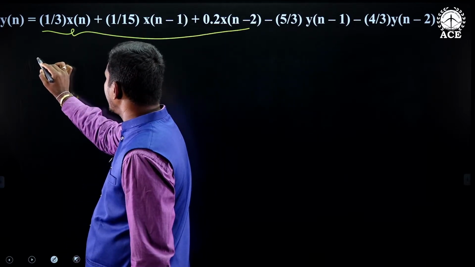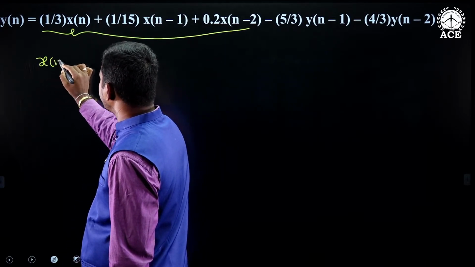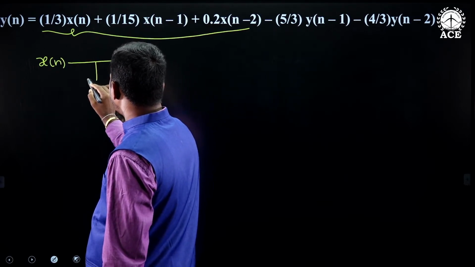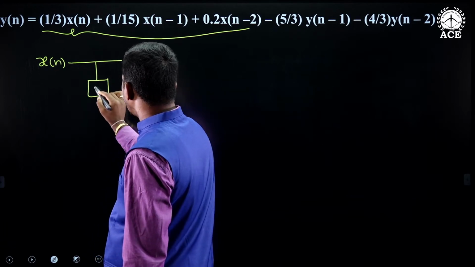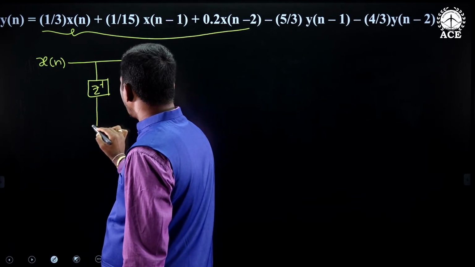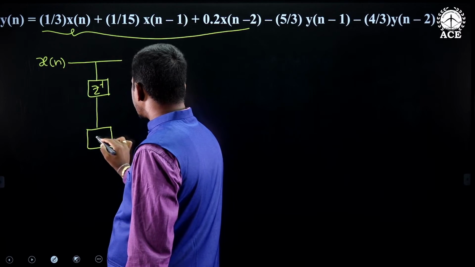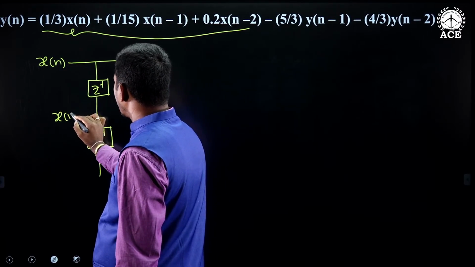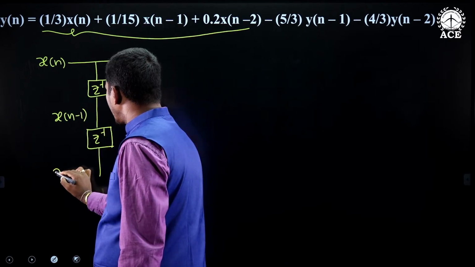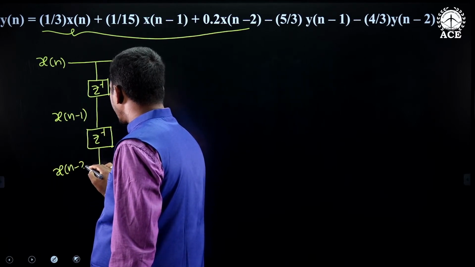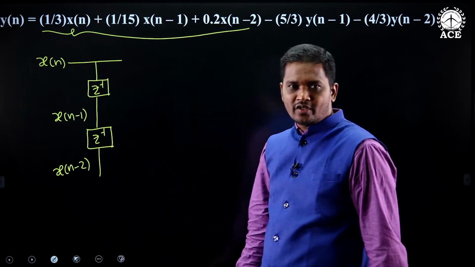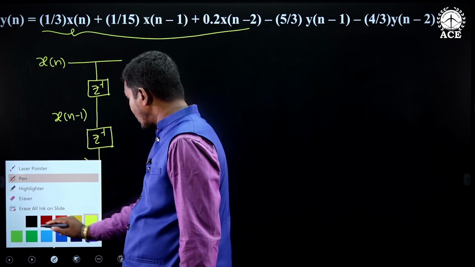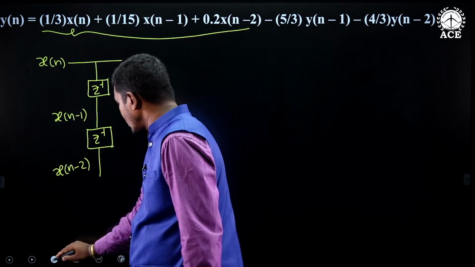See here, x of n. Let us take one delay element, z inverse, and one more delay element, z inverse. What is the output here? X of n minus 1. What is the output here? X of n minus 2. Understood? What is the multiplication factor for x of n? 1 by 3, or not? Yes.